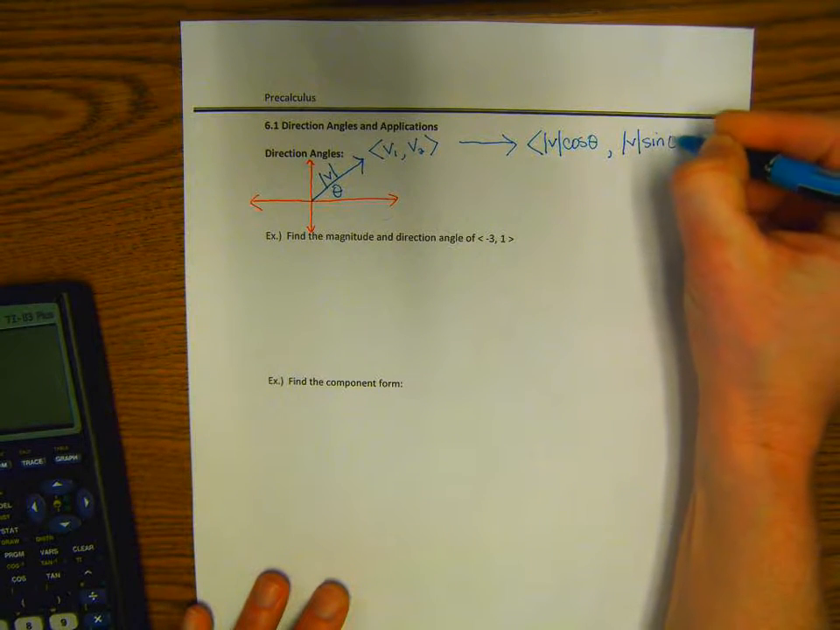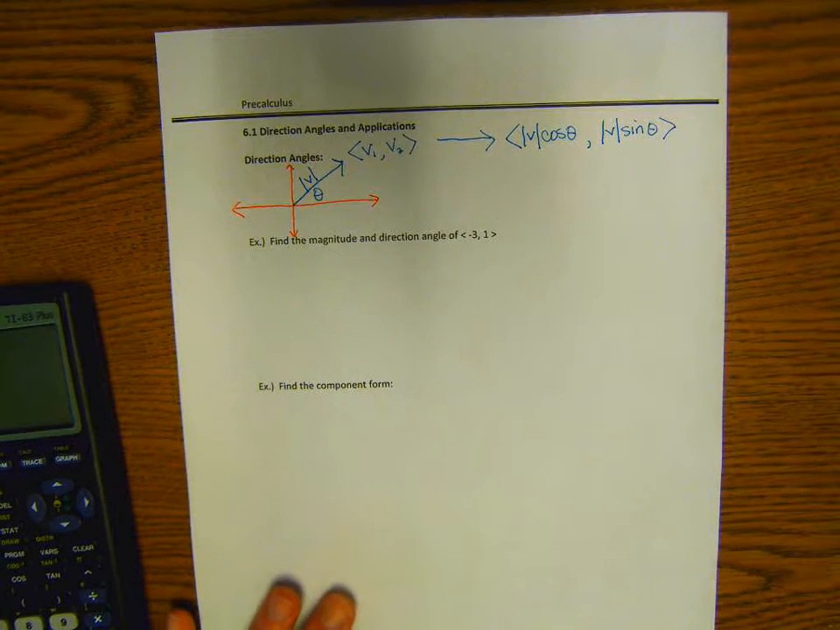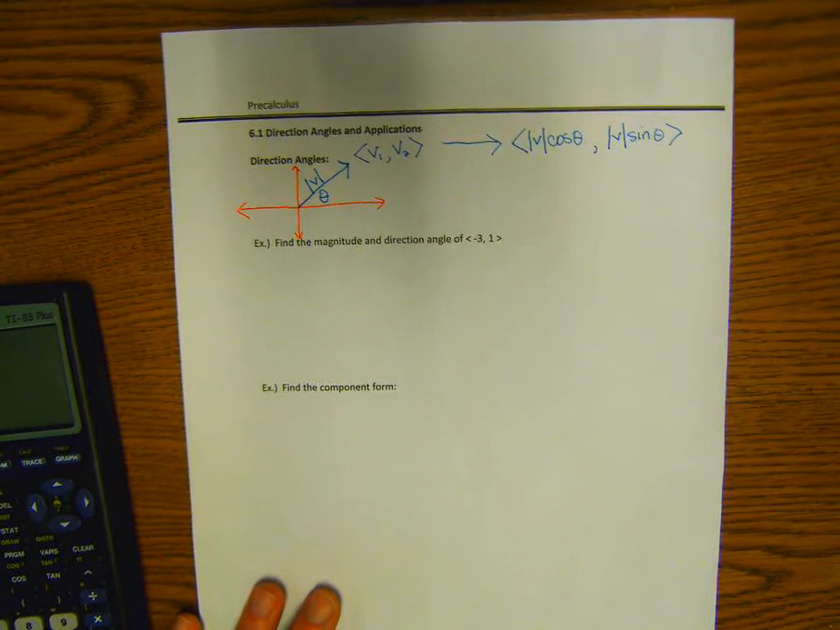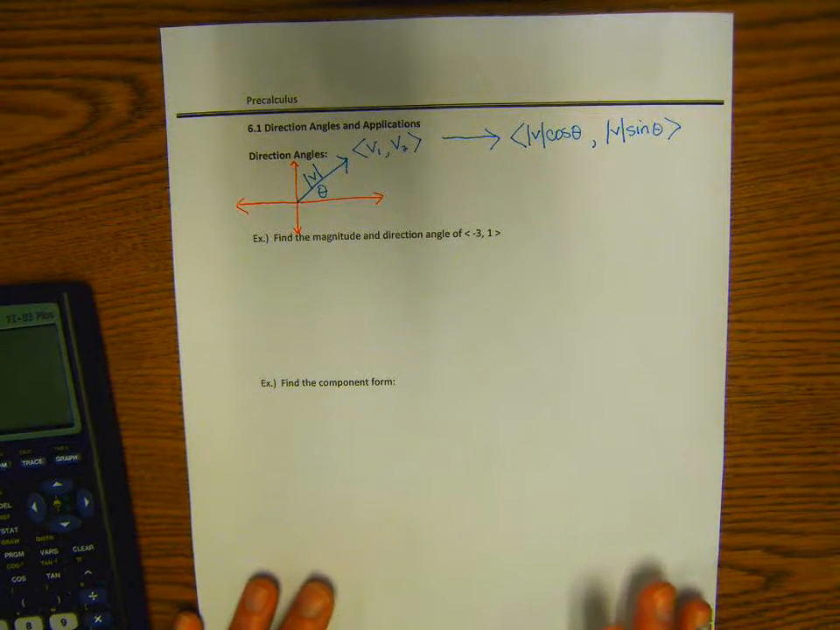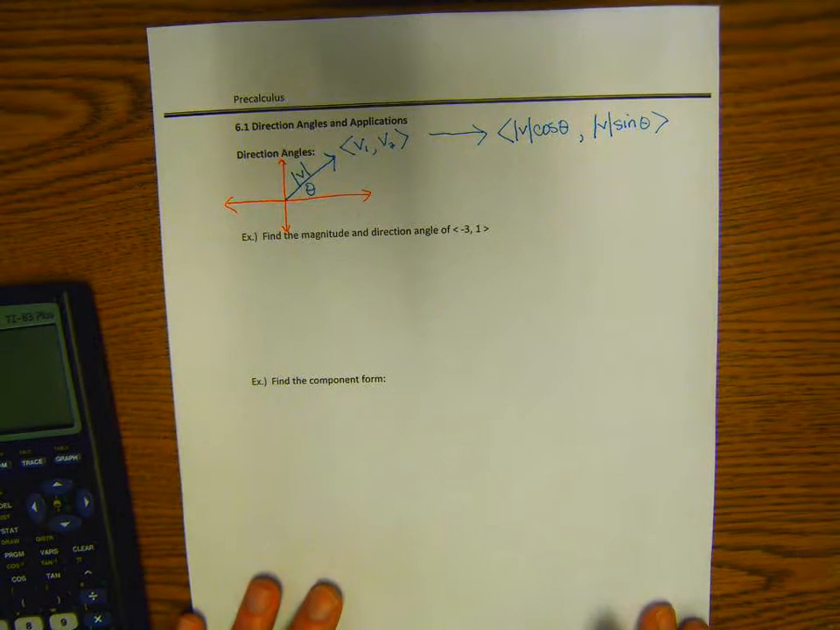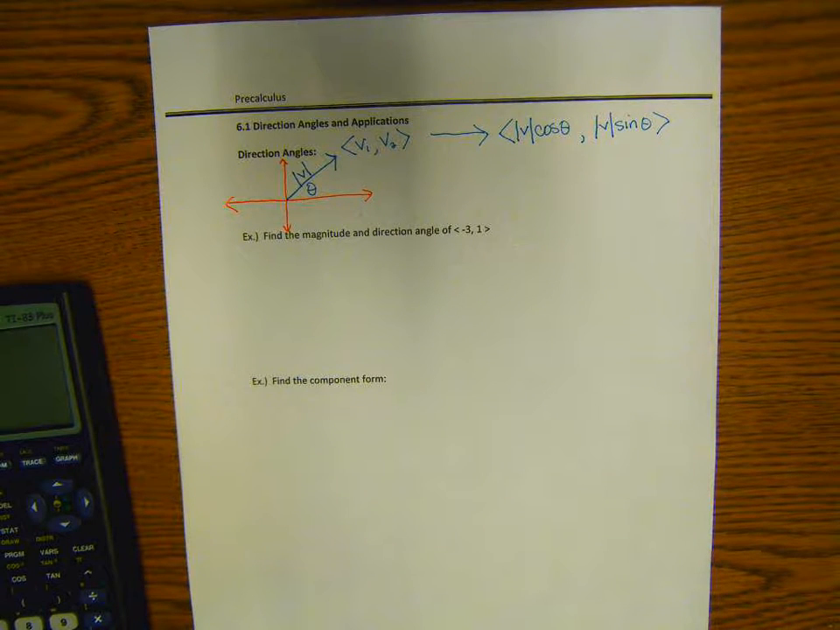Now, you see that for direction angles, that formula is on there. What is not on there, and what we're going to add in a second, is how you can find theta. There are different ways that you can find theta. You could use tangent inverse. You could use sine inverse. You could use cosine inverse.